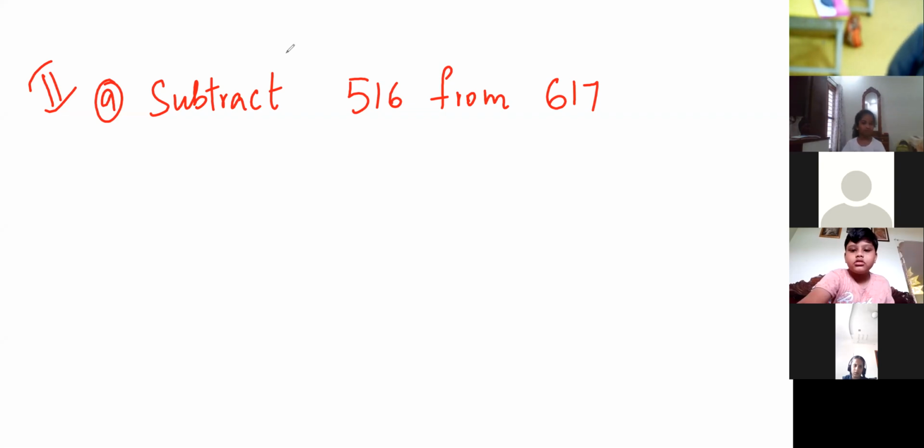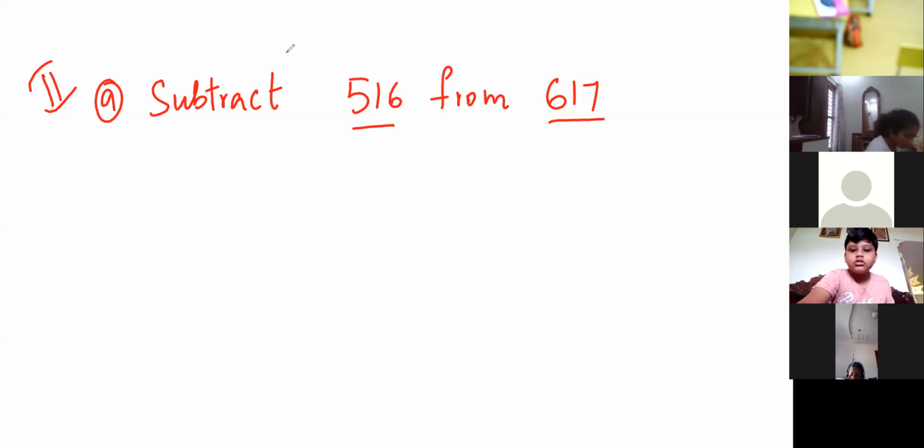You should understand, in whatever way the question may be, you just have to understand the question first. What is the question given here? Subtract 516 from 617. Which is the bigger number here? 617 is the bigger number, right? He is asking to remove this 516 from this one, and you have to see the remainder. What remains you have to see. What number is left over you have to observe.